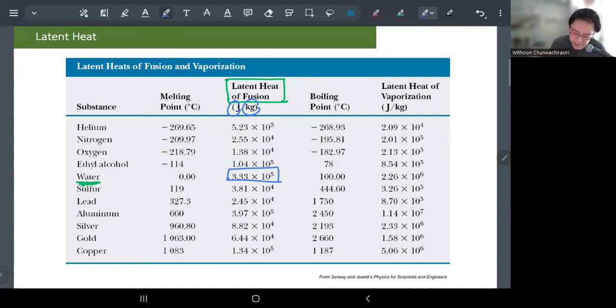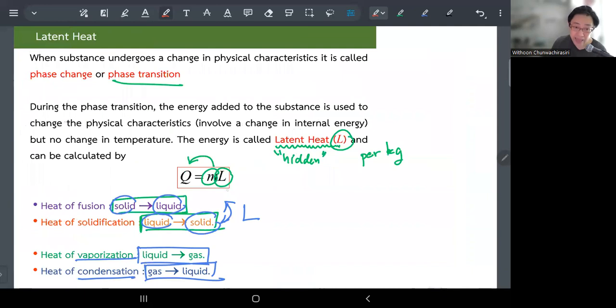And then you have the same thing with the latent heat of vaporization. As you can see, for every 1 kilogram of water, you will need this much, 2.26 times 10 to the 6th joule, to vaporize a kilogram of water. Or on the other hand, 1 kilogram of vapor will release this much energy to condense back down into liquid water. All right, so that's what it means by latent heat.